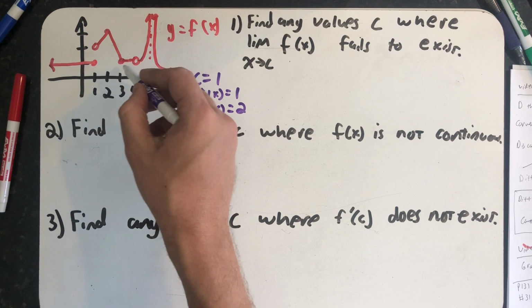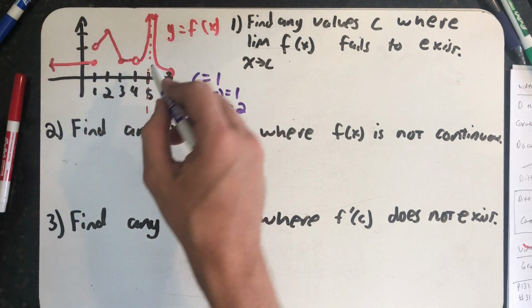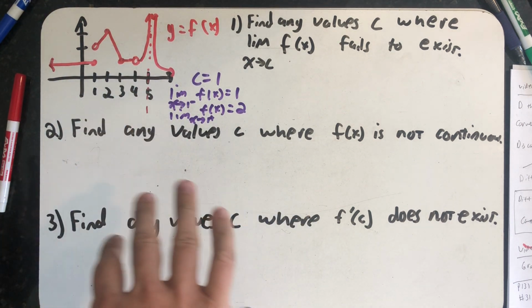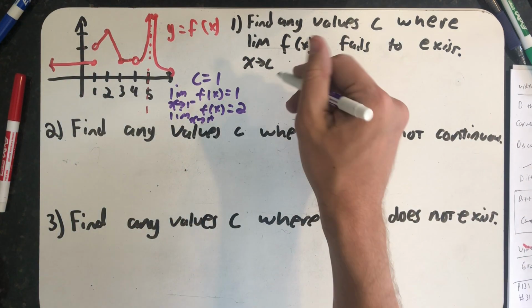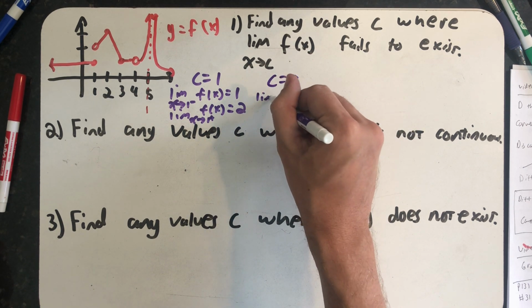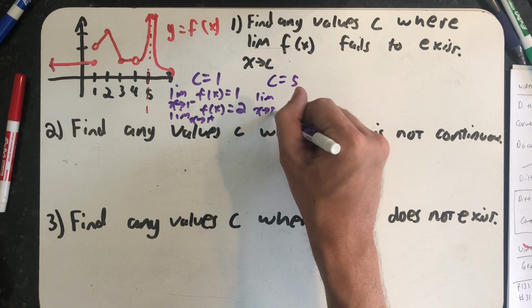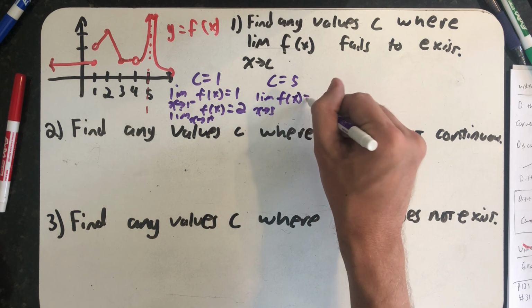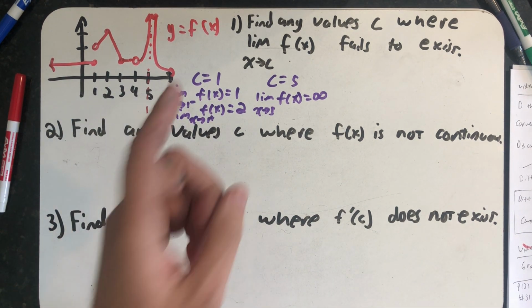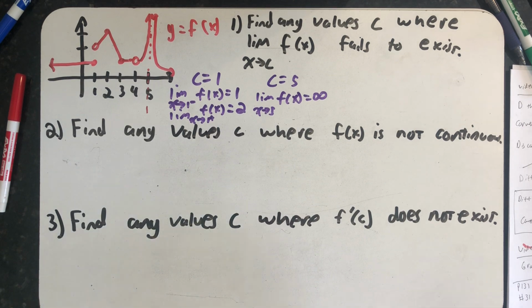Looking from left to right, all of these places are good, even that one with the hole, because the limit from the left and from the right both look like they're 1, but the limit doesn't exist at 5. Because while I would write the limit as x approaches 5 is infinity, those limits don't really exist because that's not a number. All right, so I have 2 spots in that graph where my limit fails to exist, 1 and 5. All right. Find any values c where my function's not continuous.